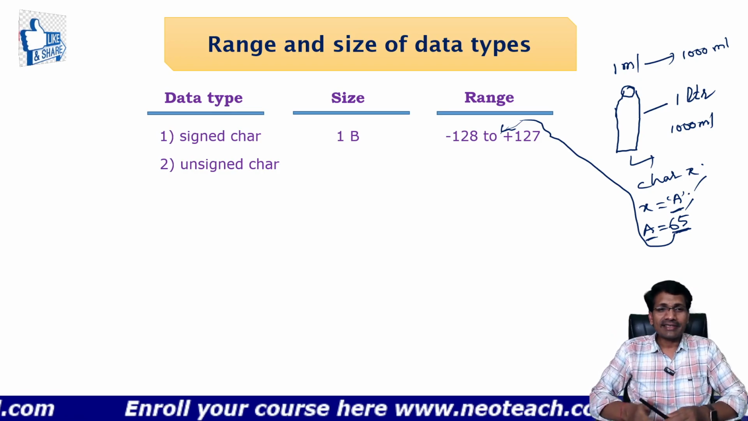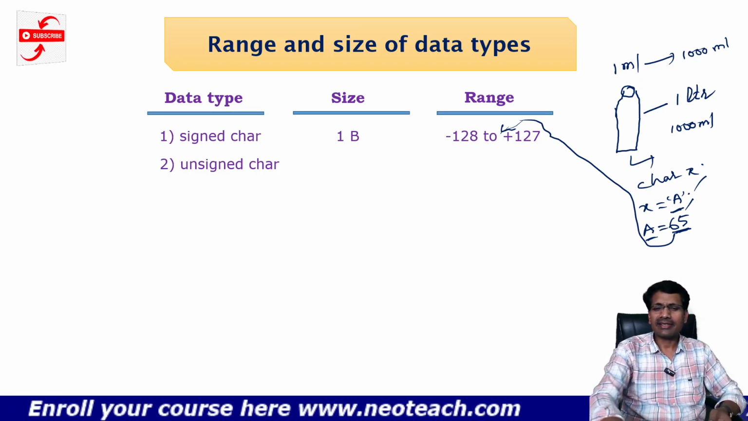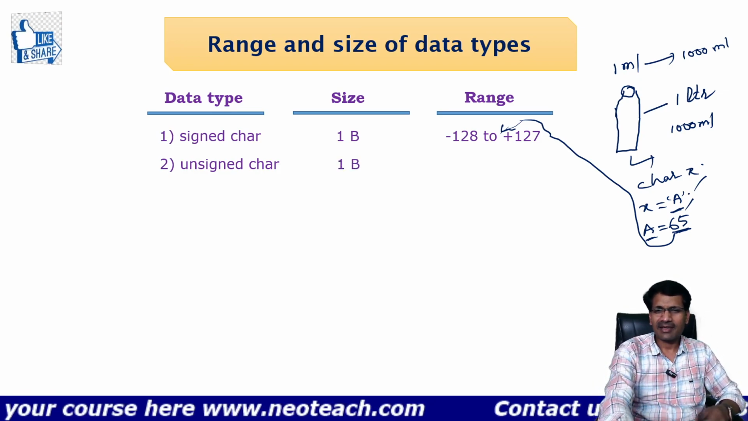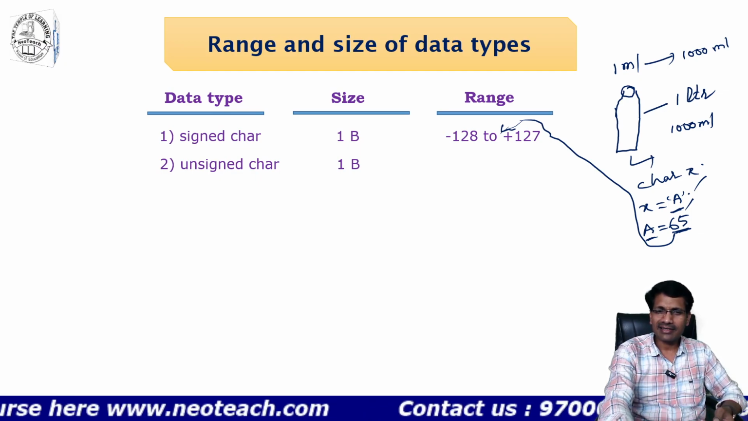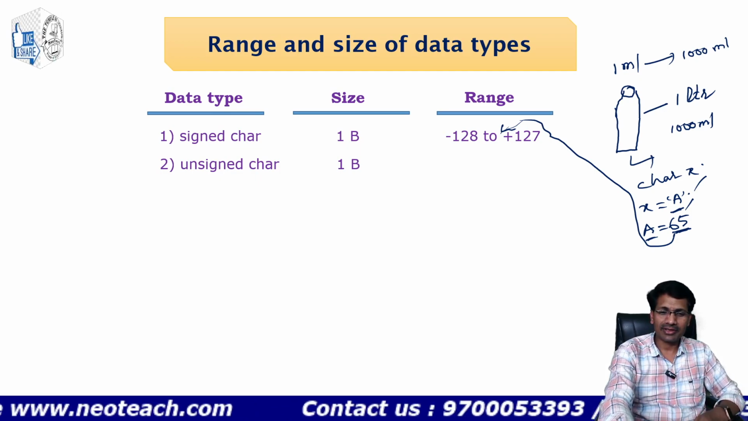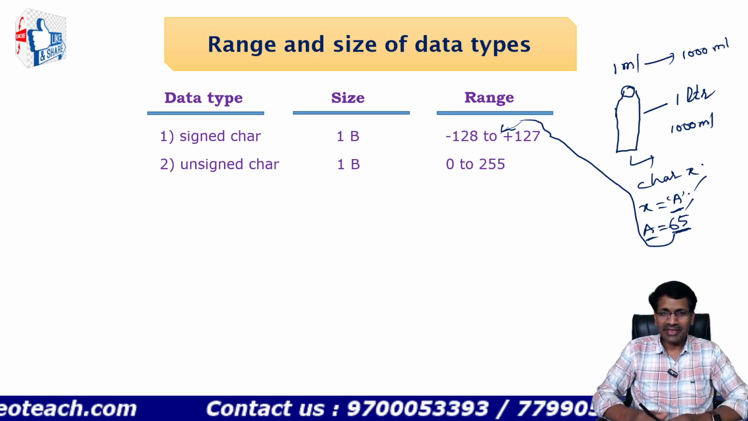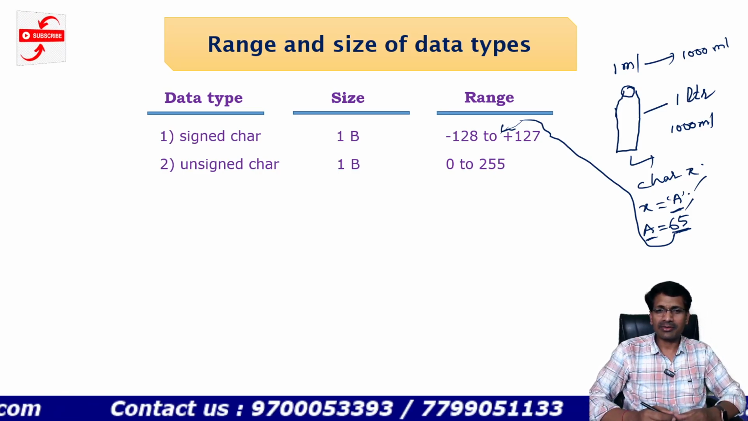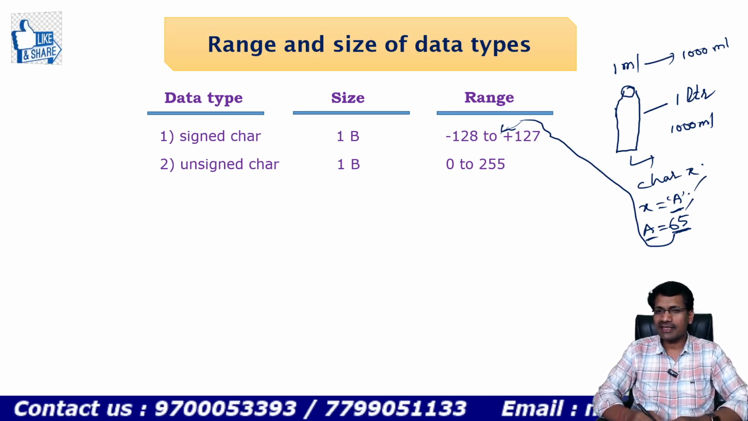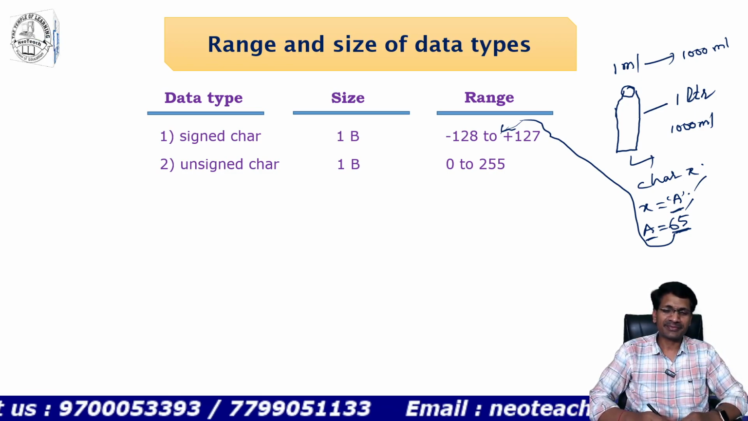Now the second one is unsigned character. So there is no sign. Sign in the sense plus or minus. If the sign is not there, in the sense, from 0 to positive only. So like that we can take 0 to 255. So 128 plus 127 we will get 255, right?